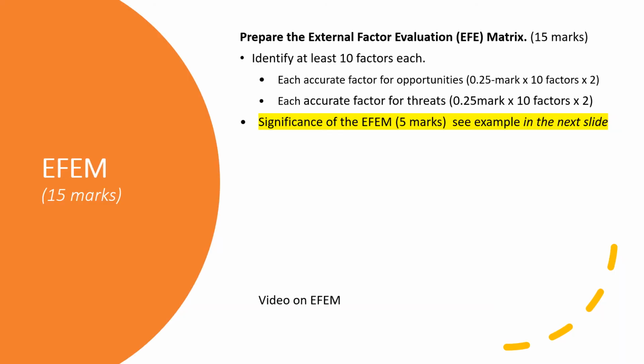The fifth section, which is the last section for this video, is the EFEM. So you need to prepare the EFEM for Asia. Here you are required to identify at least 10 factors each of the opportunities and threats experienced by Asia. The significance of the EFEM of Asia is required, so we will look into the example of the Facebook company.